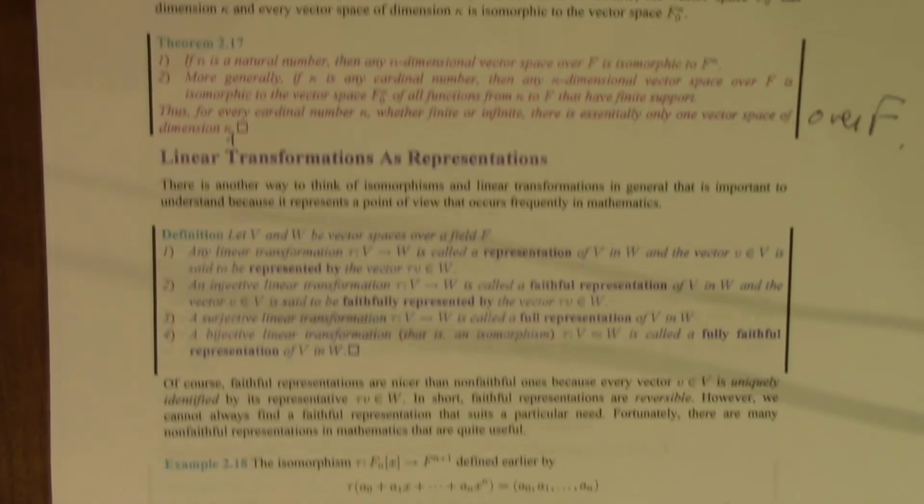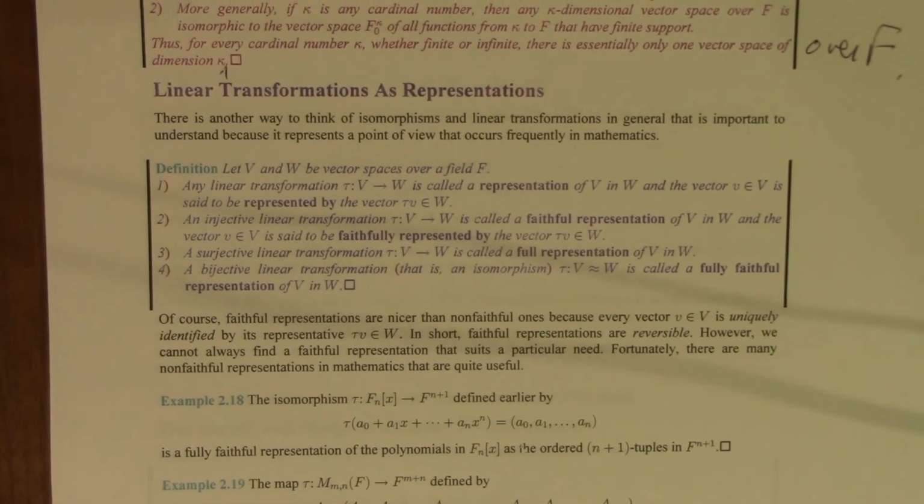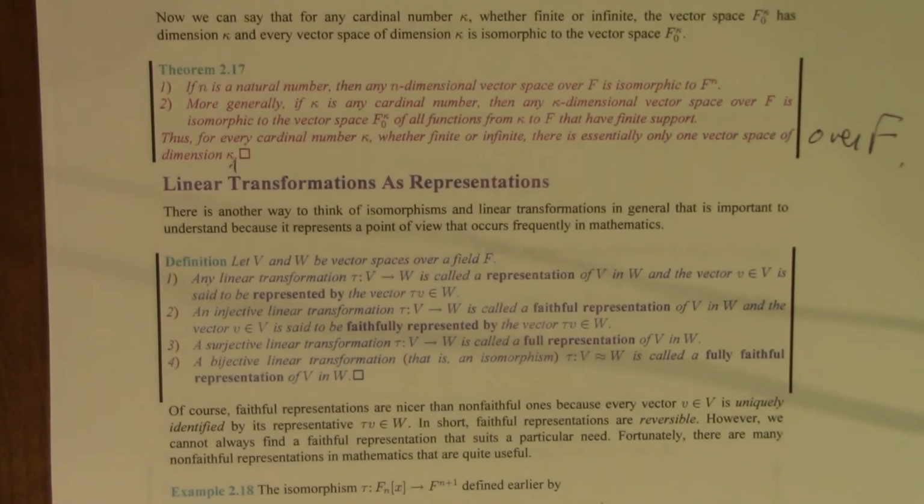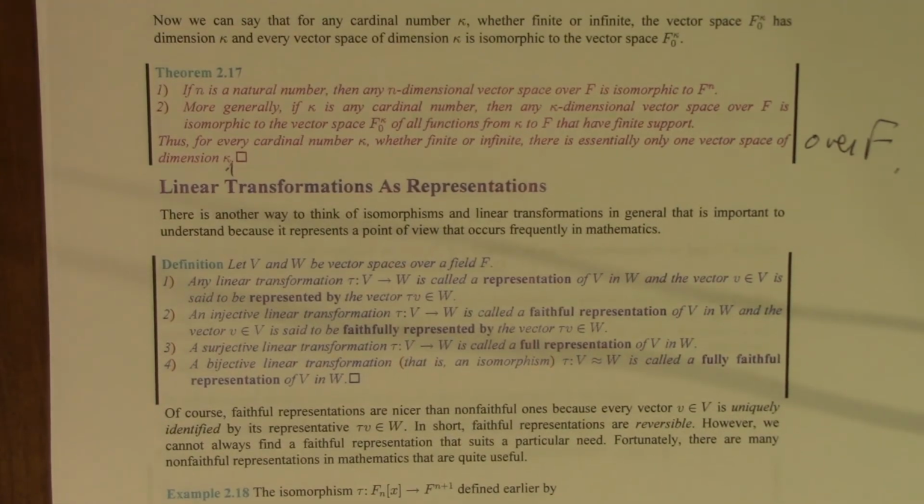There is another viewpoint, another way to think of isomorphisms and linear transformations in general that is quite important because it represents a point of view that does occur frequently in mathematics. It goes by the general name of representation theory.